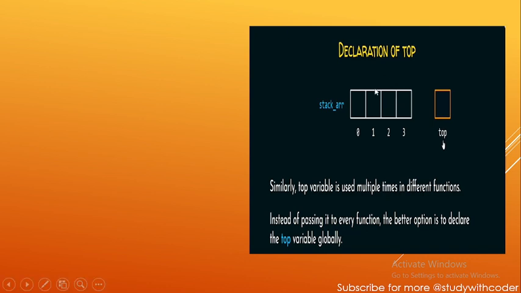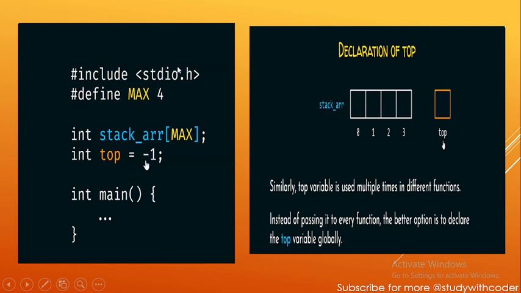So the declaration of the stack array has indexes 0, 1, 2, 3, and 1 is the top. Similarly, the top variable is also used multiple times in different functions. Instead of passing it to every function, the better option is to declare the top variable globally. So first int stack[MAX] and int top = -1. Top is equal to -1 because in the stack we have to declare top, and here we declare top globally.